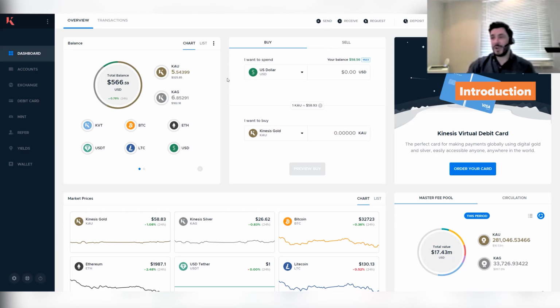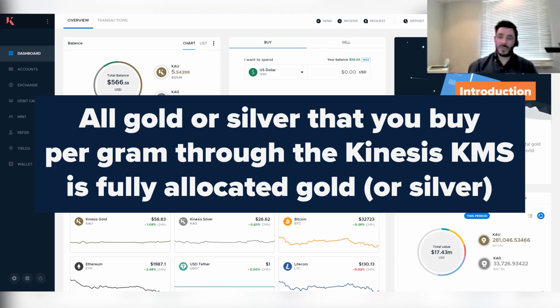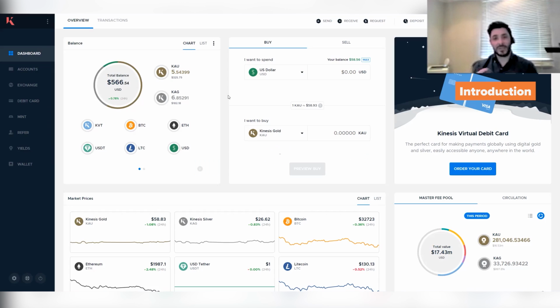Just to note before I get started, all the gold or silver that you buy per gram here in the Kinesis KMS is fully allocated gold and silver, which means the legal title of the gold is with the holder. We don't own it. It doesn't sit on our balance sheet. It is yours. It is also fully redeemable. So you own the gold. You can redeem the gold at any time. And the legal title of the gold is in your name.